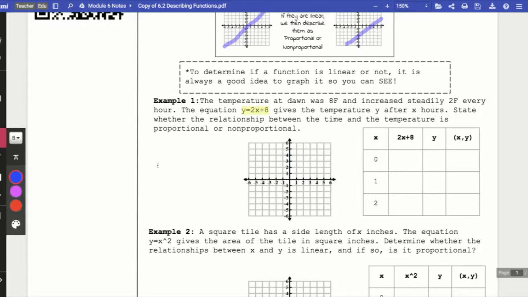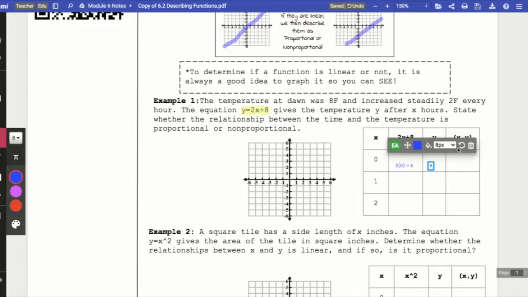So how I do that is I just go here, and wherever I see an x, I'm going to replace it with the x value I have. So instead of writing 2x plus 8, I'm going to write 2 times 0 plus 8. Then if I do that math, 2 times 0 is 0. 0 plus 8 is 8. So y equals 8.